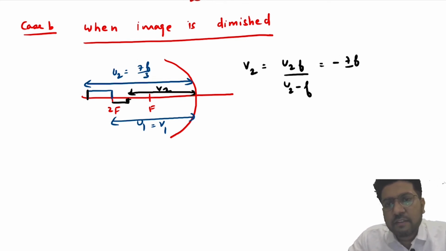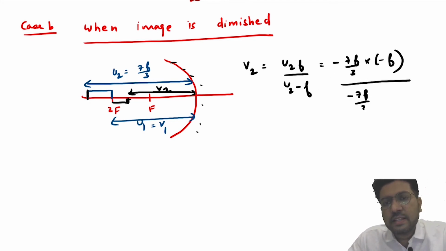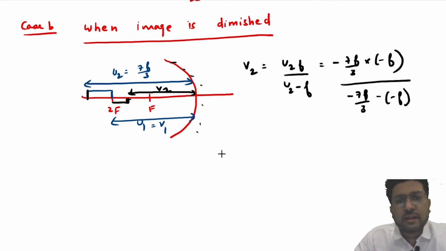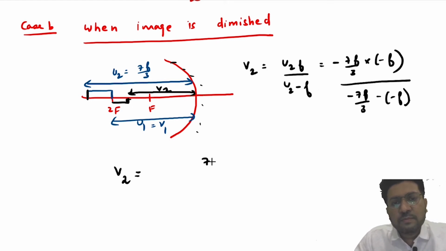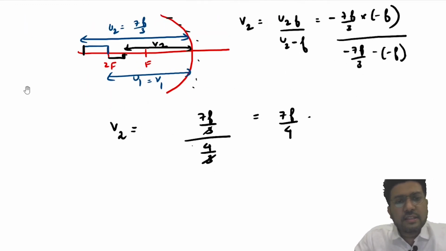So I'll write minus 7f by 3 multiplied by f, which is minus f because it is a concave mirror, so the focus is negative, divided by u2, again minus 7f by 3, minus of minus f, because f is negative for a concave mirror. So from this you will get the value of v2, minus becomes plus, that is 7f by 3 divided by 7f by 3. From there you will get 4 by 3. Okay, so you will get v2 is equal to 7f by 4. So this is the value of v2.